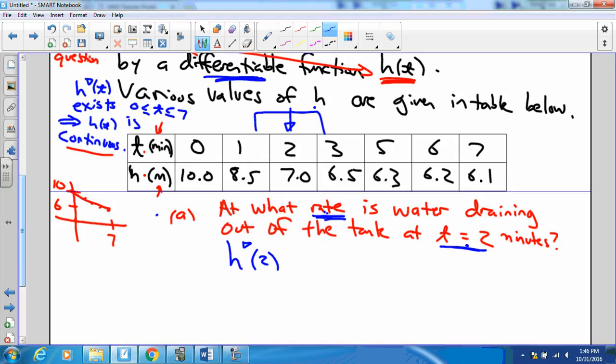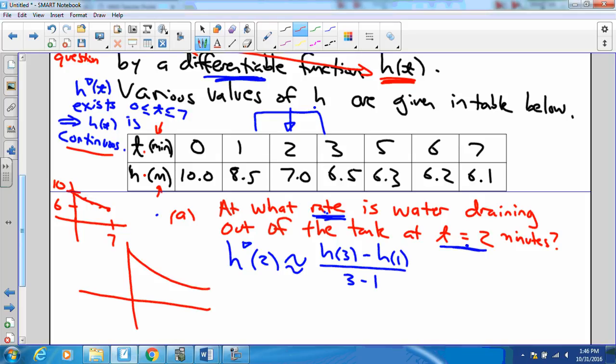And I'm going to choose points on both sides of t equals 2 so that I get information about the function's rate of change from both times before 2 and times after 2. So I'm going to estimate h prime of 2 as approximately h of 3 minus h of 1 all over 3 minus 1.